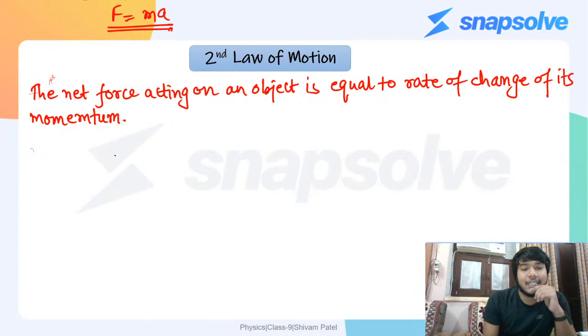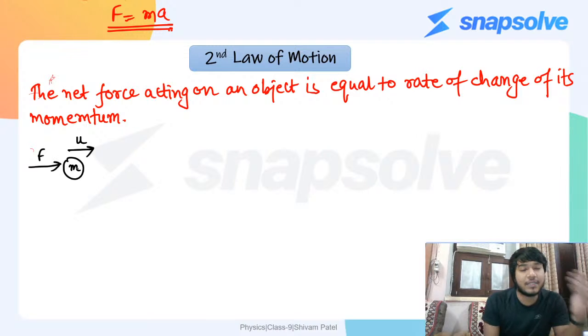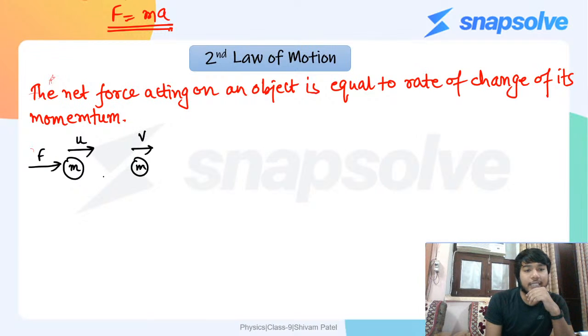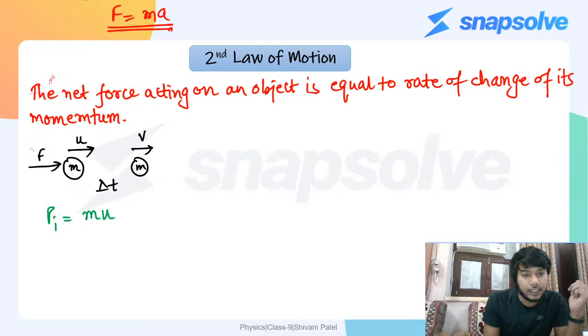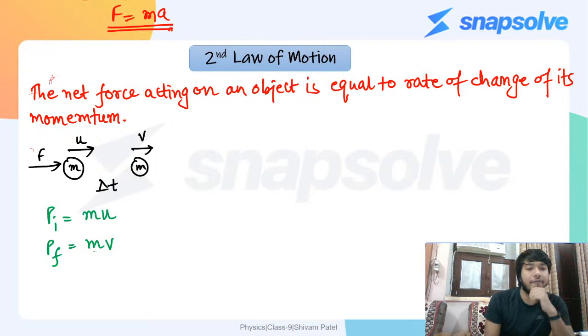Fine. So let's say that there is a body of mass m which is moving with initial velocity of u meter per second, right? We applied a force F over it, and after some time, because of application of this force, let's say the velocity of this body became v meter per second in time duration of delta t seconds, right? So, what is the initial momentum of this body? Momentum is mass into velocity, right? So, the initial momentum of the body is mass into initial velocity u. The final momentum of the body will be mass into final velocity v, right?